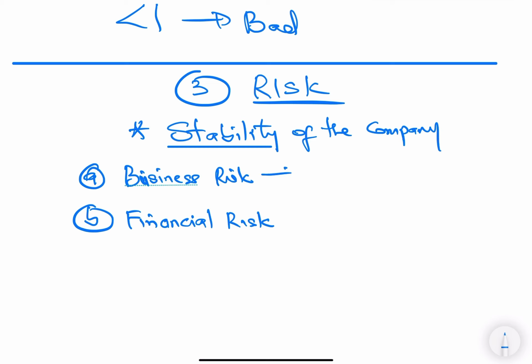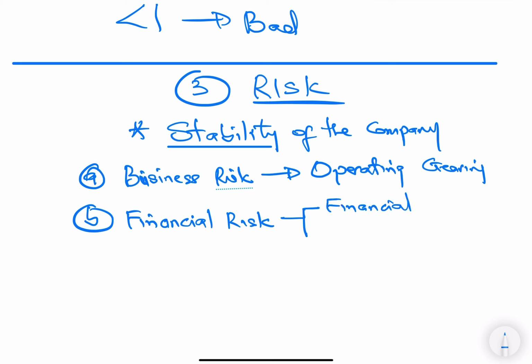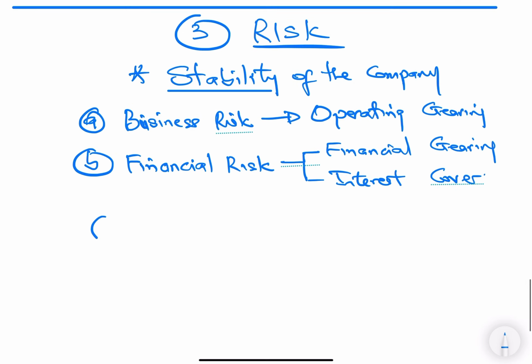And that's why for business risk, we'll be looking at operating gearing, and for financial risk, we'll be looking at the financial gearing and interest cover. Those are the ratios we'll be looking at. So for operating gearing, what are we looking at? We're looking at risk associated with the level of fixed cost that a company has. That's what we're looking at.